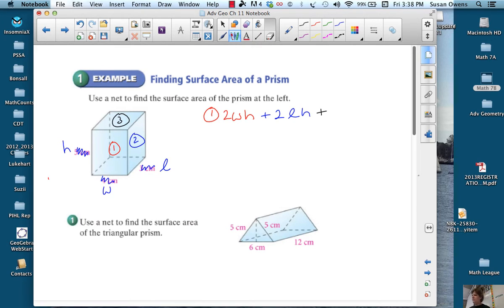And then if I do the top and the bottom, they're going to be the width by the length. And I've got 2 of them, so width by length. Now I'm just going to take these first 2 and put them together. So I'm going to factor out the h, and what's left in the parenthesis is 2 widths and 2 lengths.